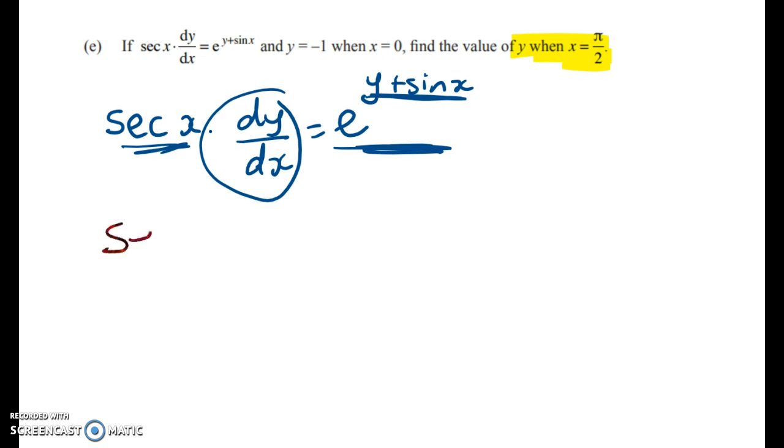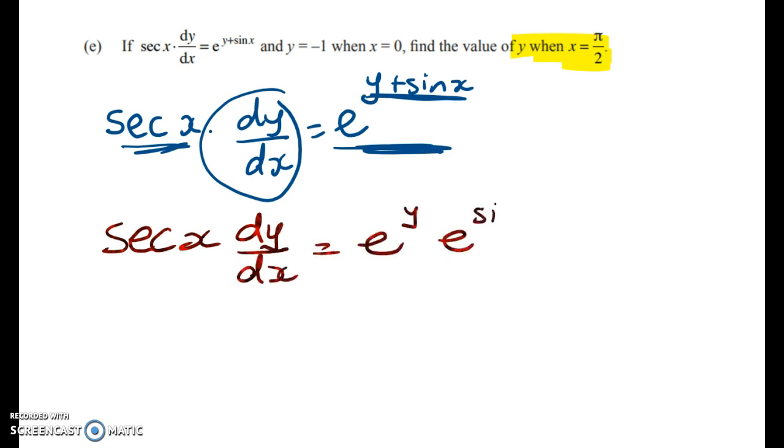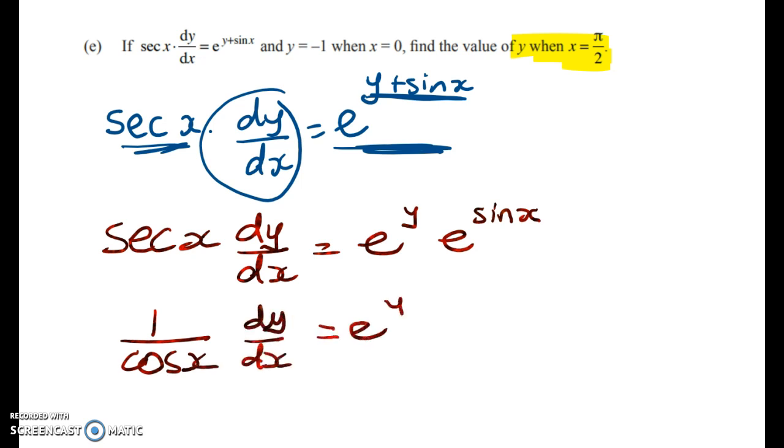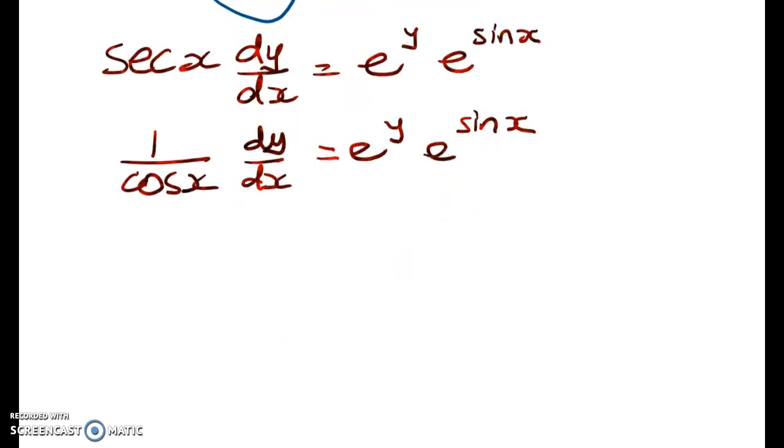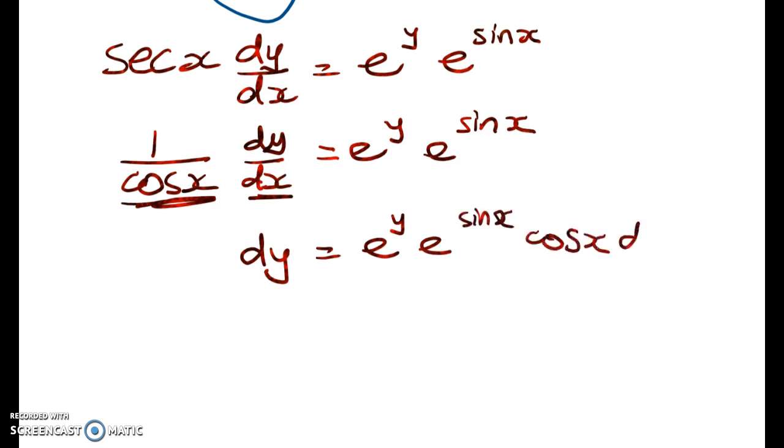So the first step, and I'm going to do this one quite slowly, is sec x dy by dx is equal to e to the y times e to the sine x. So now we've got the y and the x separate. It's looking better already. Sec of x is just 1 over cos x times dy by dx. So we're just about ready to do our wash around. So multiplying this through and this through to the other side first gives me dy is equal to e to the y, e to the sine x, cos of x, dx.